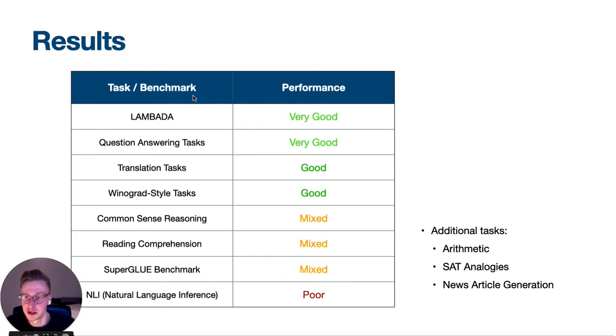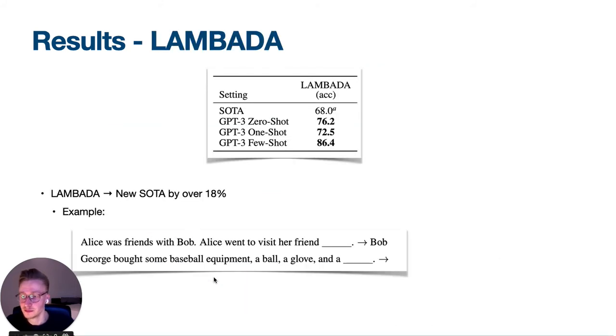Why is it performing so good on Lambda and so bad on those at the bottom here? So let's get into it. Lambda is a dataset that tests long-range dependency in text via a next word prediction task. And it's super impressive to see the results from GPT-3 here. The previous state-of-the-art was 68% on Lambda, and GPT-3 increased that by over 18%.